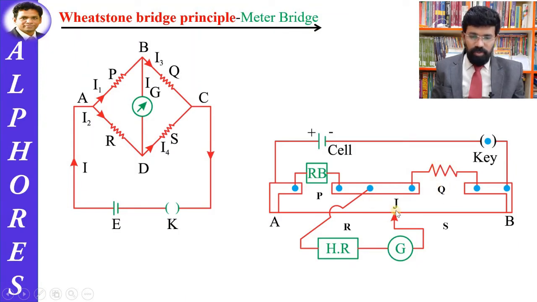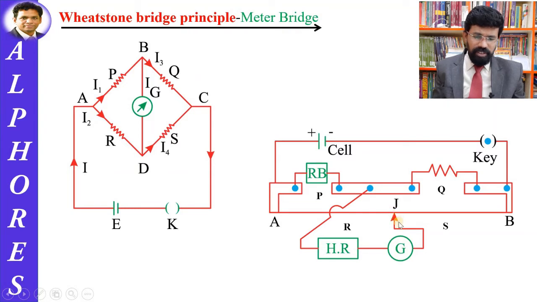Okay, so this J is called the jockey. The jockey appears like a small cylindrical arrangement, a pen-like thing. You can assume it like that. That jockey is used for tapping on this wire. When we do tapping, what happens? We see deflections in the galvanometer.